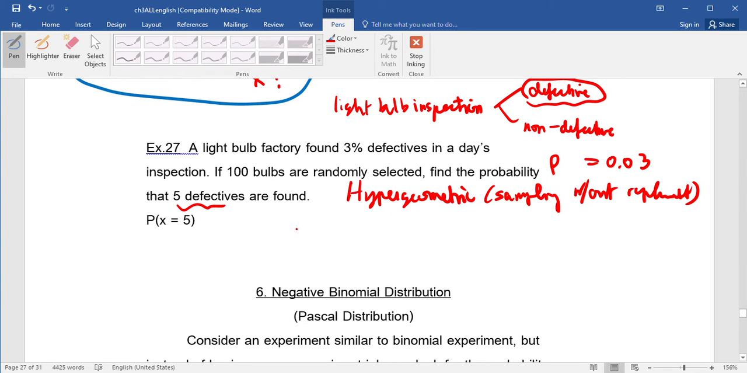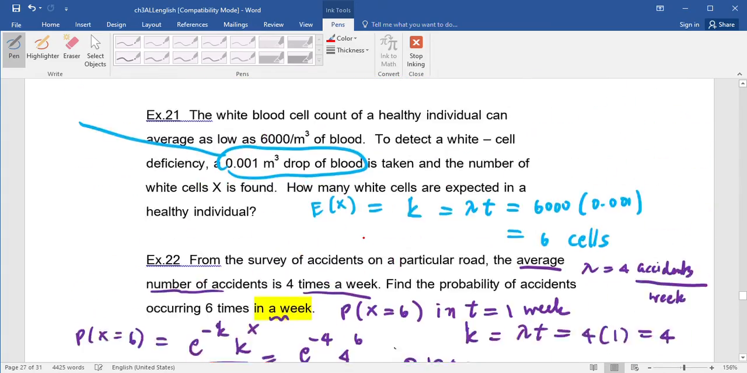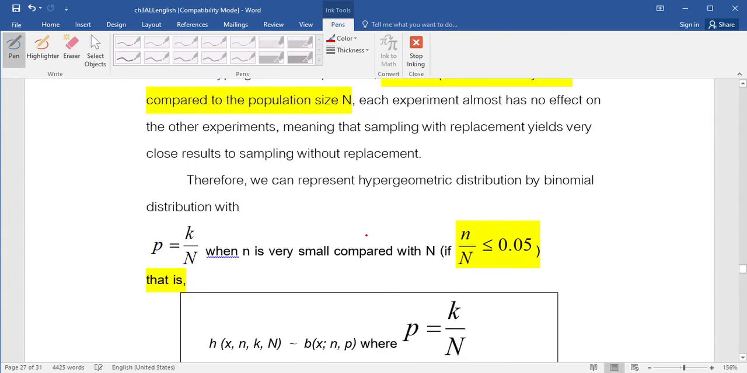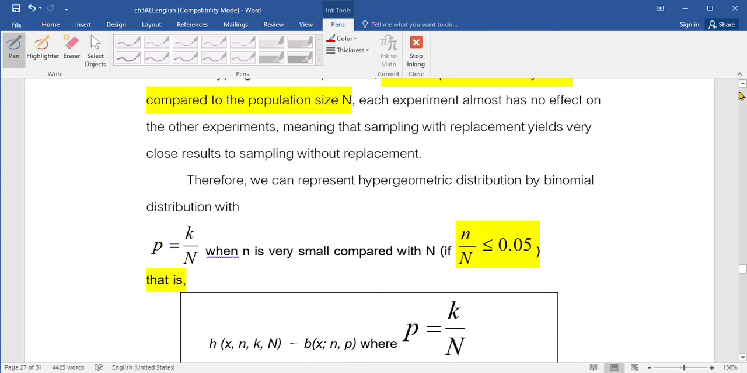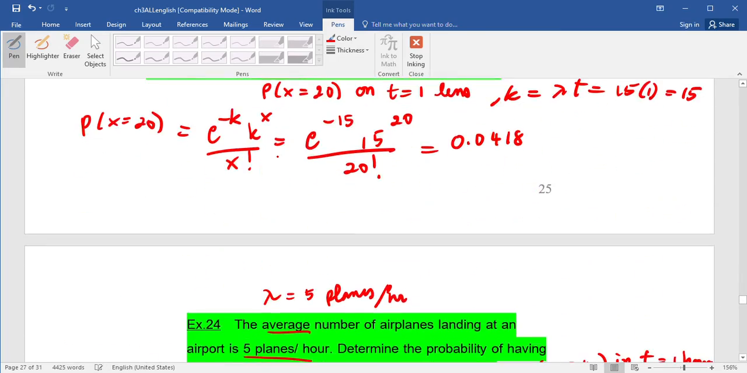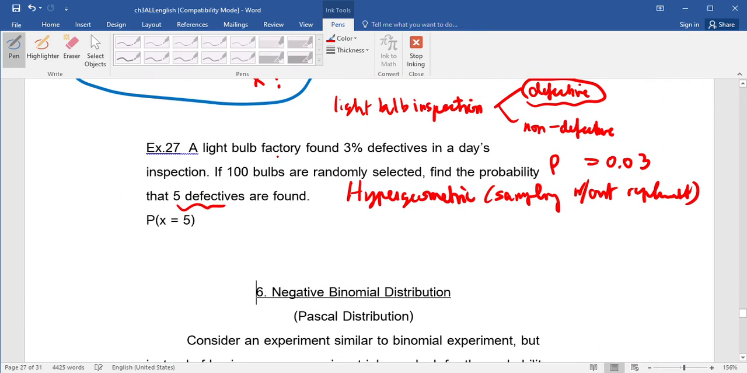But we're going to use binomial approximation. Binomial approximation is valid because our condition is met. Let's go back here. Binomial approximation to the hypergeometric distribution can be used when the sample size is less than or equal to 5% of the total. So let's see here. Sample size n equals 100.